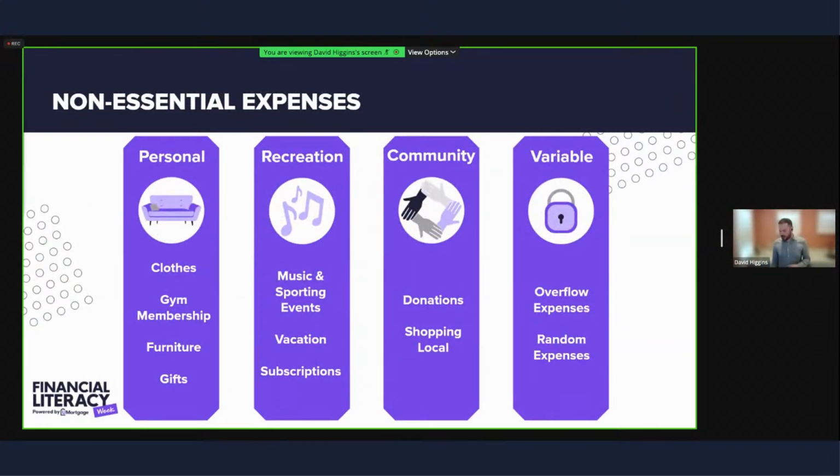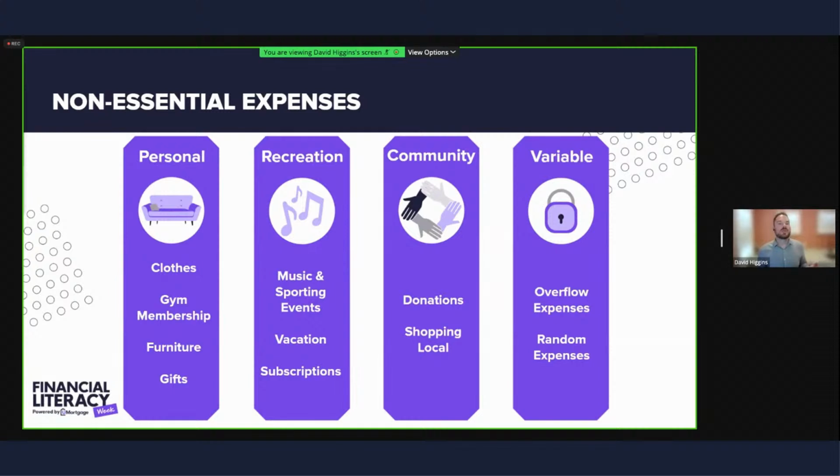So despite their title, non-essential expenses are still very, very important, and they tend to be a little bit more flexible. And the whole goal of them is to really just enhance your overall quality of life. So let's look at each one of these. We've got 4 here we're going to go through. First is your personal spending category. Think of things like your clothes, your haircuts, shoes, gym memberships, those types of things. Furniture, home decor might also go here as well. And then gifts for the people that you love. That'd be a good example of personal expenditures.